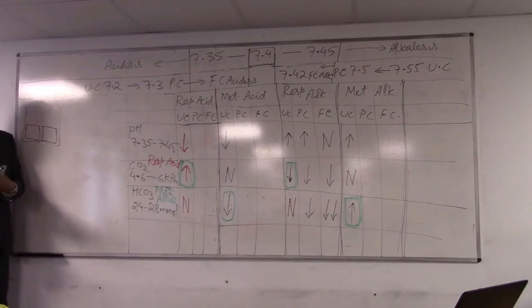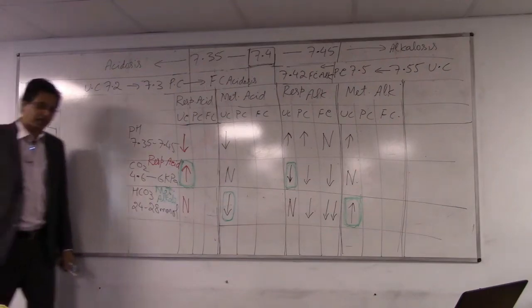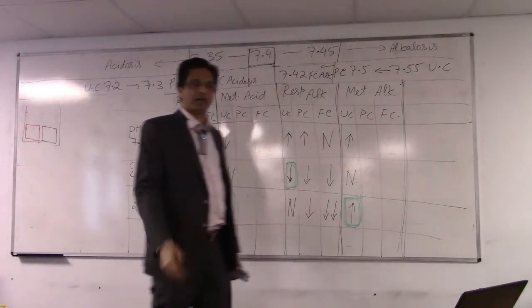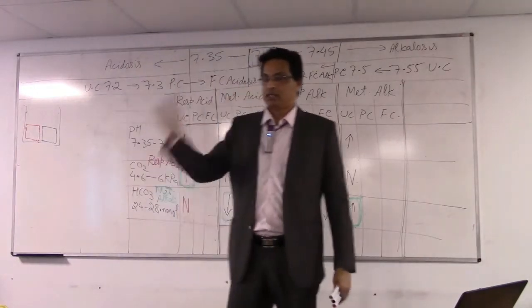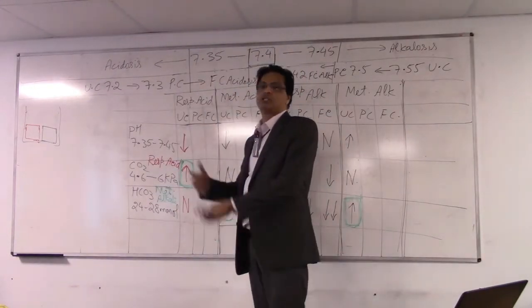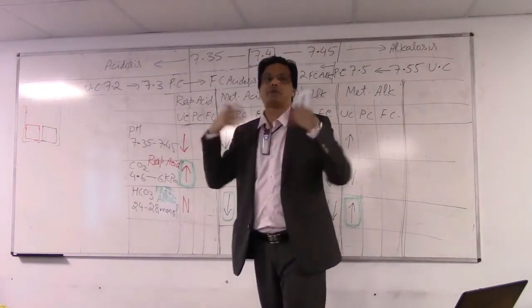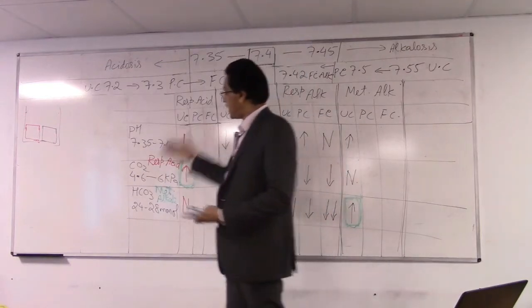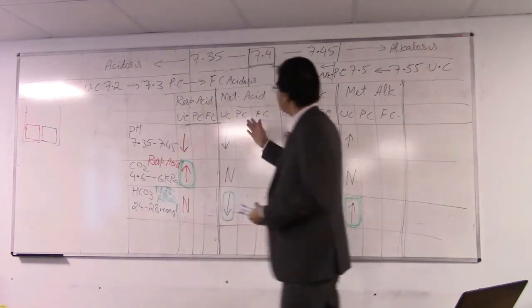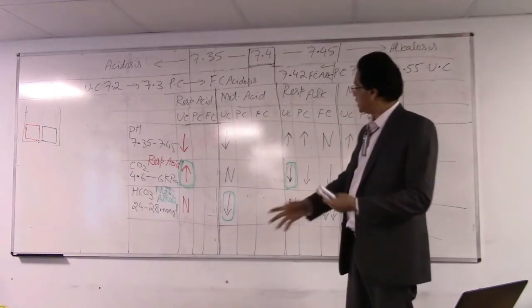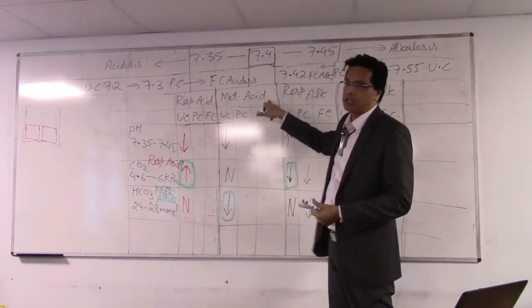Reduce the acid means which acid? Carbon dioxide. How does the body reduce carbon dioxide? Hyperventilate. That means if somebody has diarrhea and is losing bicarbonate, the patient will hyperventilate to lose the acid. Okay, so now you put the arrows in the partially compensated metabolic acidosis.